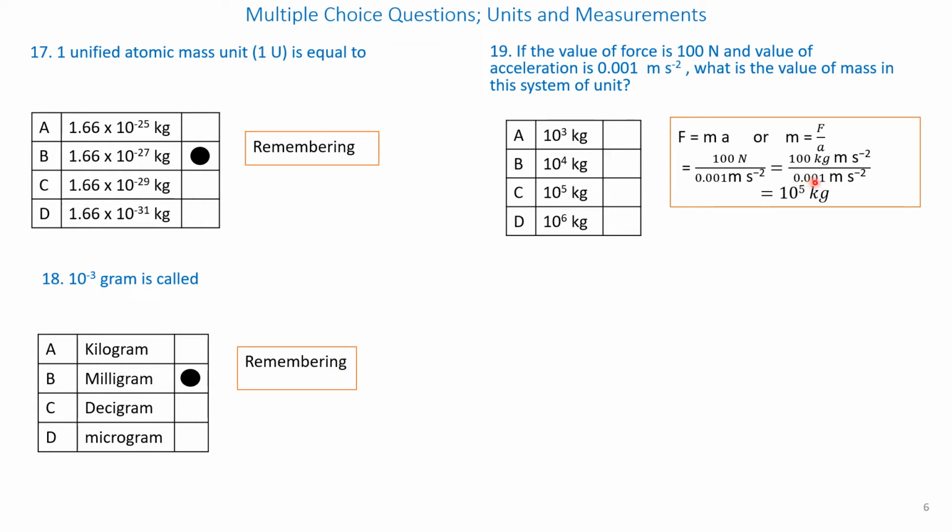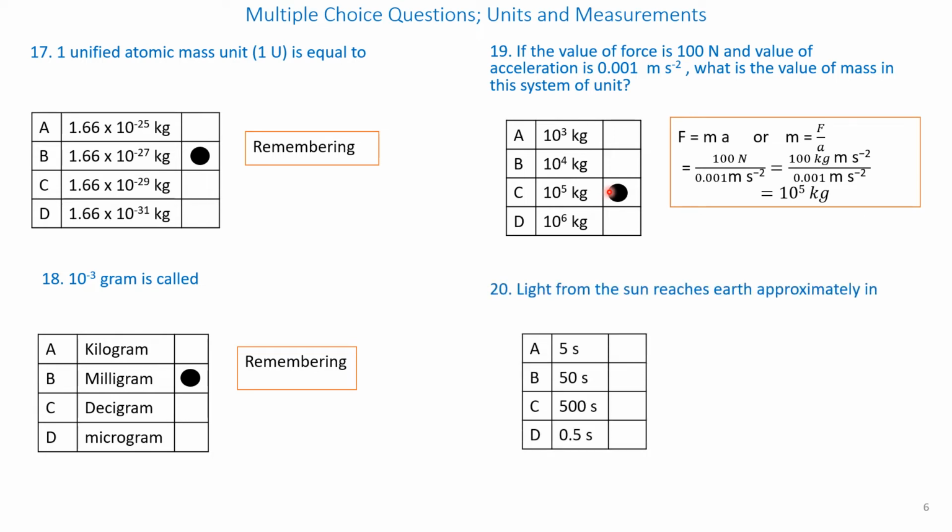0.001 is 10 to the power of minus 3. When it goes up, the answer is 10 to the power of 5 kg. The correct answer is choice C. So you please mark it.